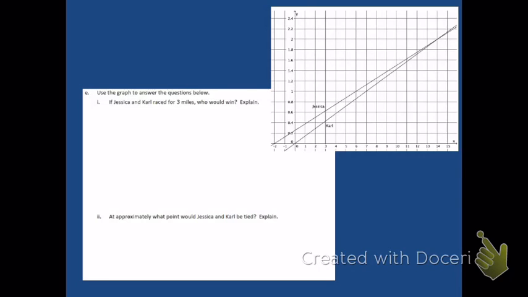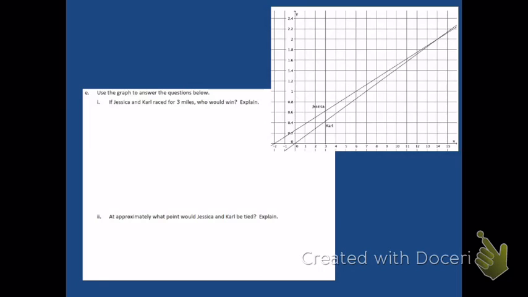I've reproduced the graph on the screen, but you have yours in front of you as well. This question asks, if Jessica and Carl raced for 3 miles, who would win? Explain. I'm assuming they're keeping the stumble in mind when they talk about this, but either way, I'm going to explain my thinking on this, and you can explain yours.